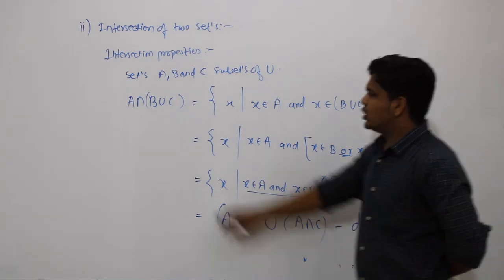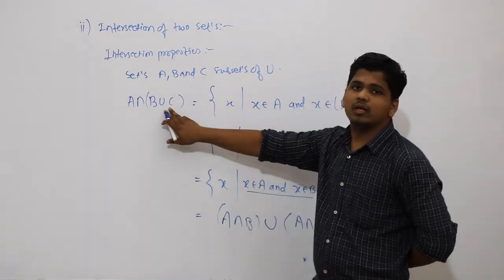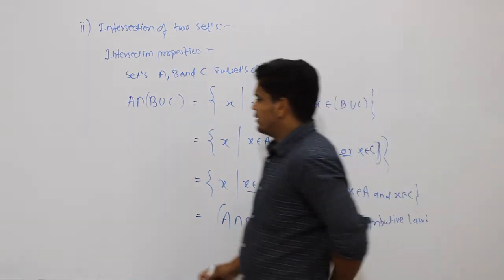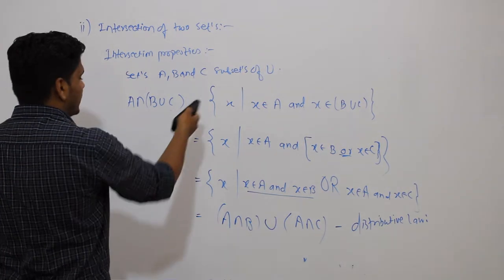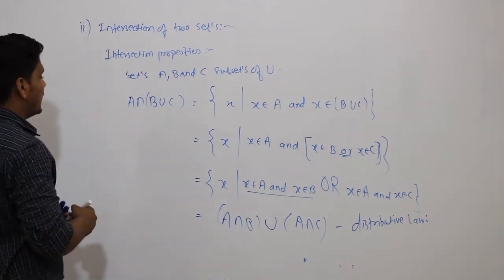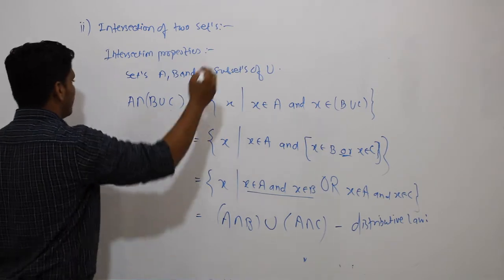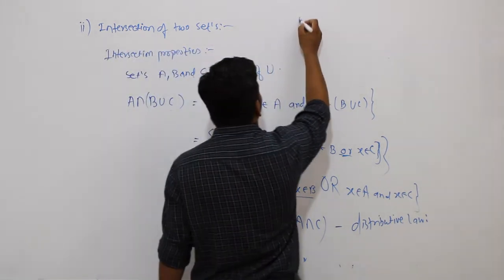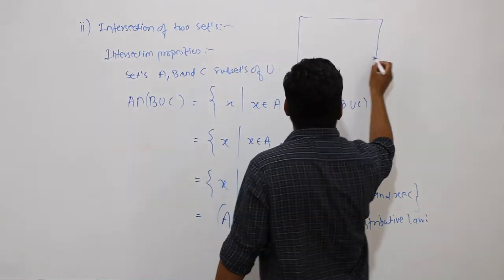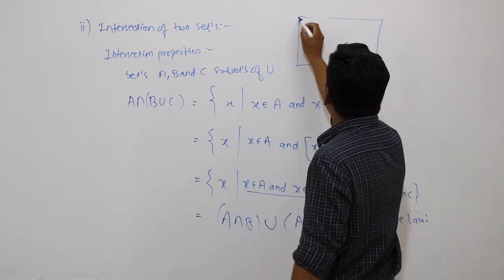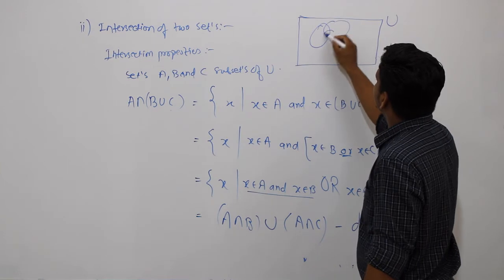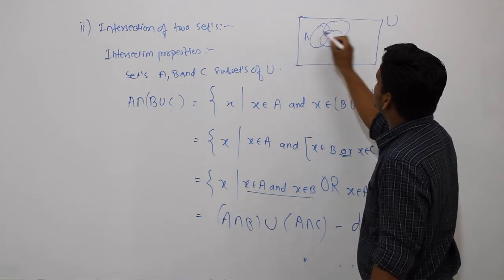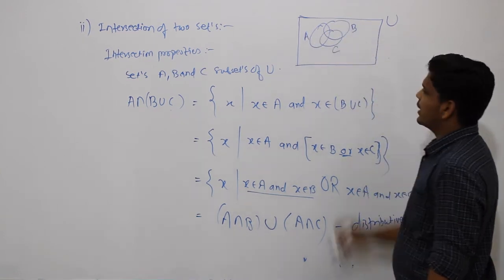What this implies? Your intersection distributes over union. For example, to prove this, I will take one example. I will consider my universal set as U. And here are my three sets A, B and C. Possibly this is my A, this is my B and this is my C.